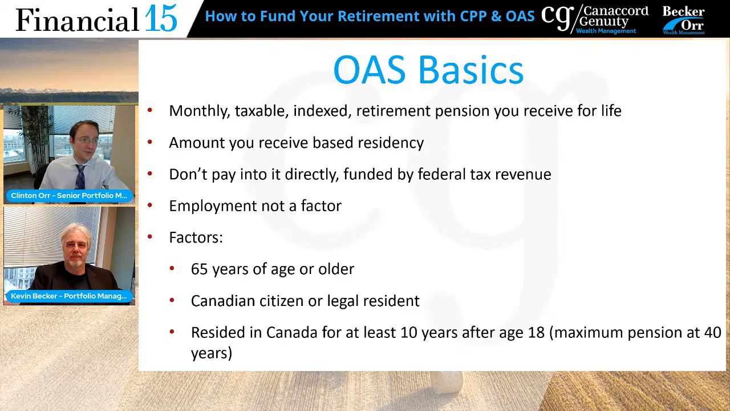Then OAS is the other one. CPP you pay into, old age security, you don't. With old age security, you pay taxes, and part of that tax revenue eventually finds its way into old age security. So we all pay for it indirectly. It is a monthly taxable program. It is fully indexed, and you will receive it for life. So there are certainly some positives there.